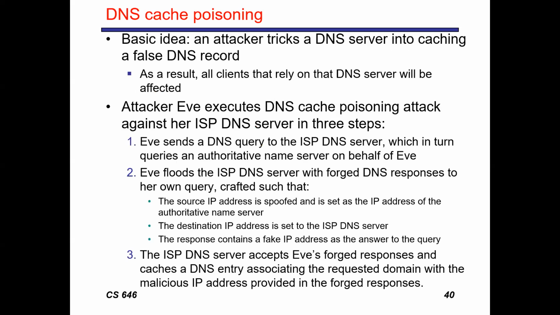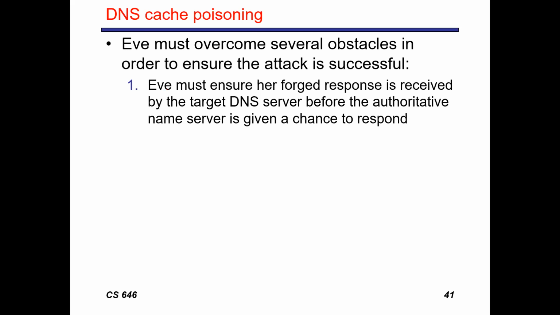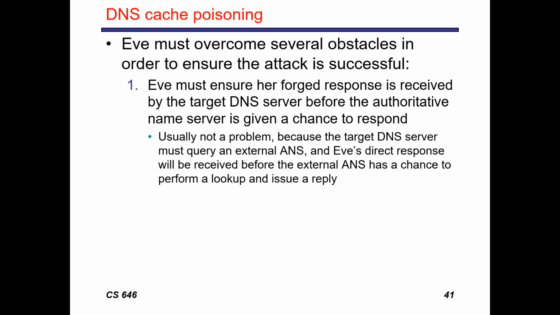In order to launch this attack, there are several obstacles that the attacker has to cross in order to make DNS cache poisoning successful. The first is that Eve must ensure that the forged response is received by the target DNS server before the actual authoritative name server is given a chance to respond. I just mentioned this: since Eve is closer to the local DNS server, or ISP DNS server, on which he's launching this attack, and the authoritative name server might be located in some other country or some other city, it might take some time to get the response. So his response will be quicker, and he will basically win this race condition.